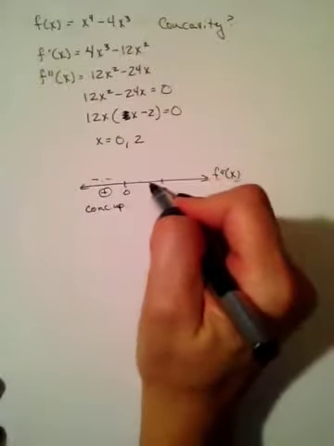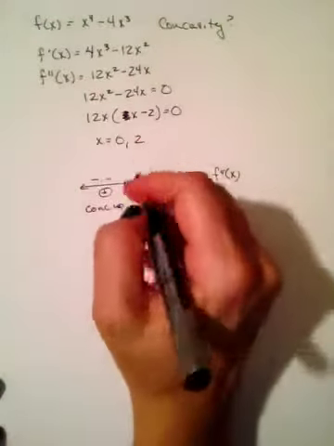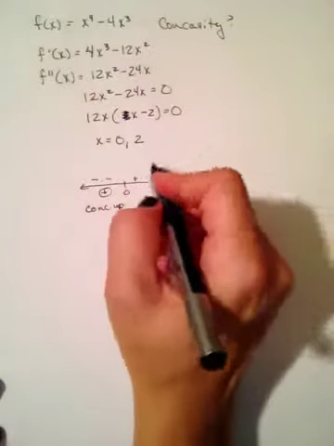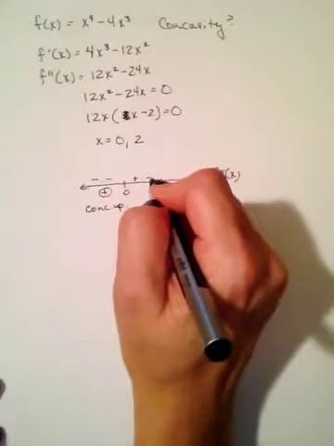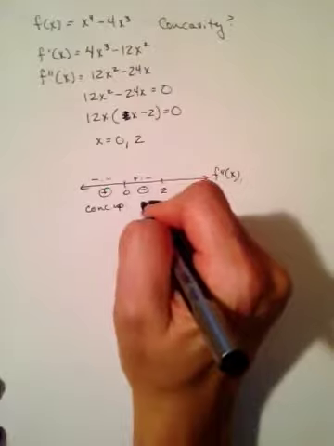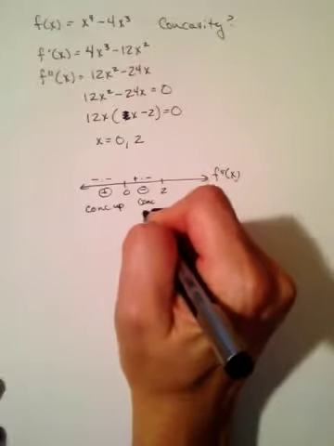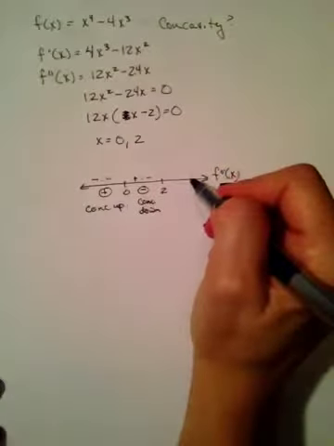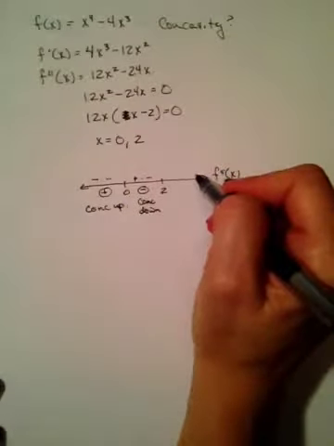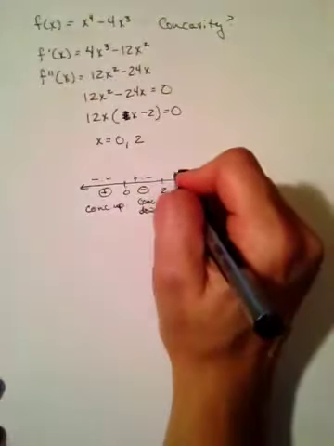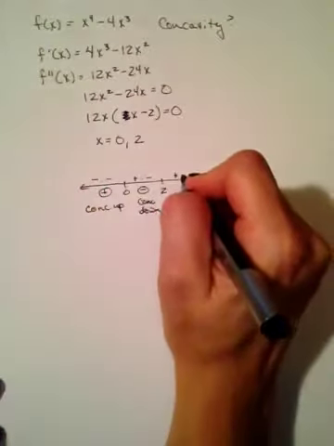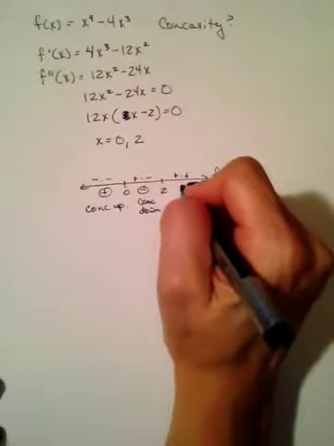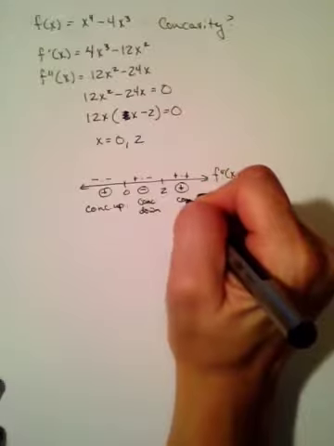A number between 0 and 2 is 1, so 12 times 1 is a positive, 1 minus 2 is a negative. Positive times a negative is a negative, and my function was concave down in that interval. After 2, you can pick any number you like, say 10. 12 times 10 is a positive, 10 minus 2 is a positive, times a positive is positive, and we're back to concave up.